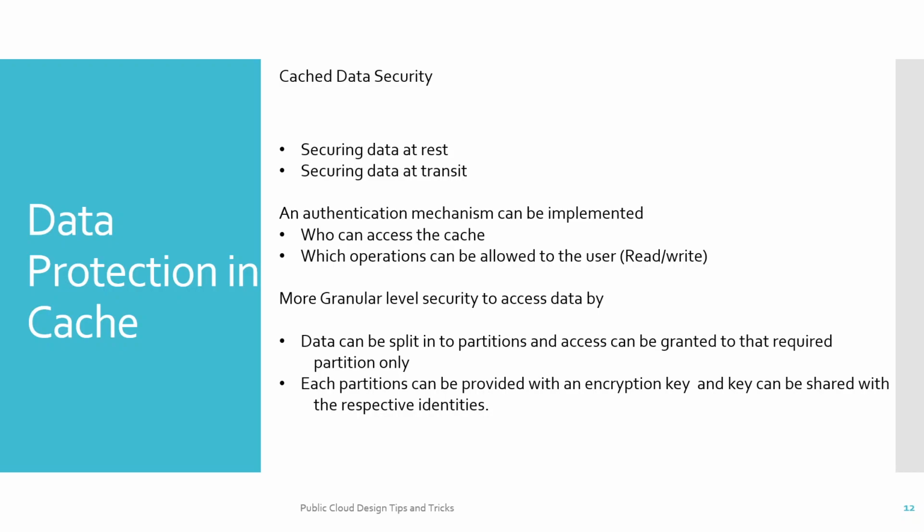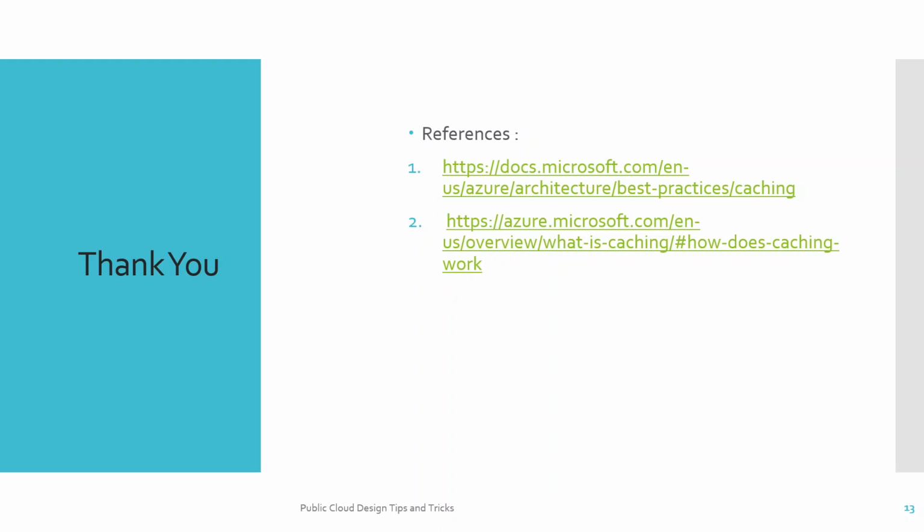Now coming to a more granular approach, actually data can be split into partitions and access can be granted to the required partitions only. Similarly, those partitions can be encrypted with an encryption key, and those keys can be shared with different consumers. So that is how, on a high level or on a theoretical level, you can secure the cache information. If you want to deep dive more into caching strategy, caching design, then there are different links you can follow, and based on your design requirement you can start practicing adopting caching design strategy.